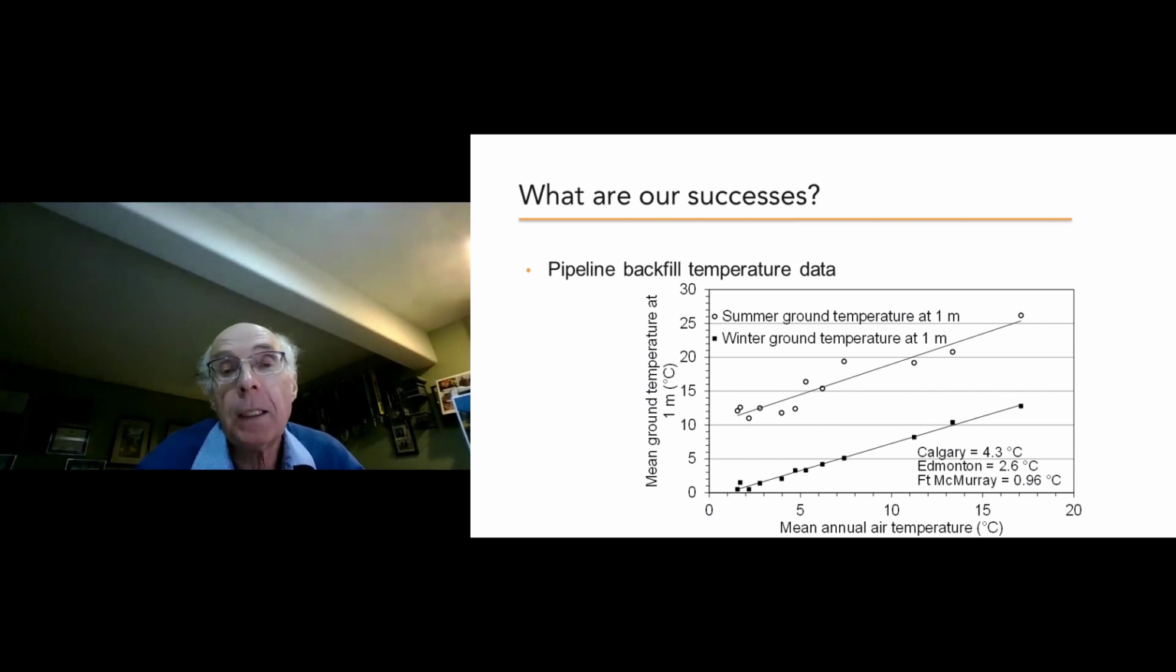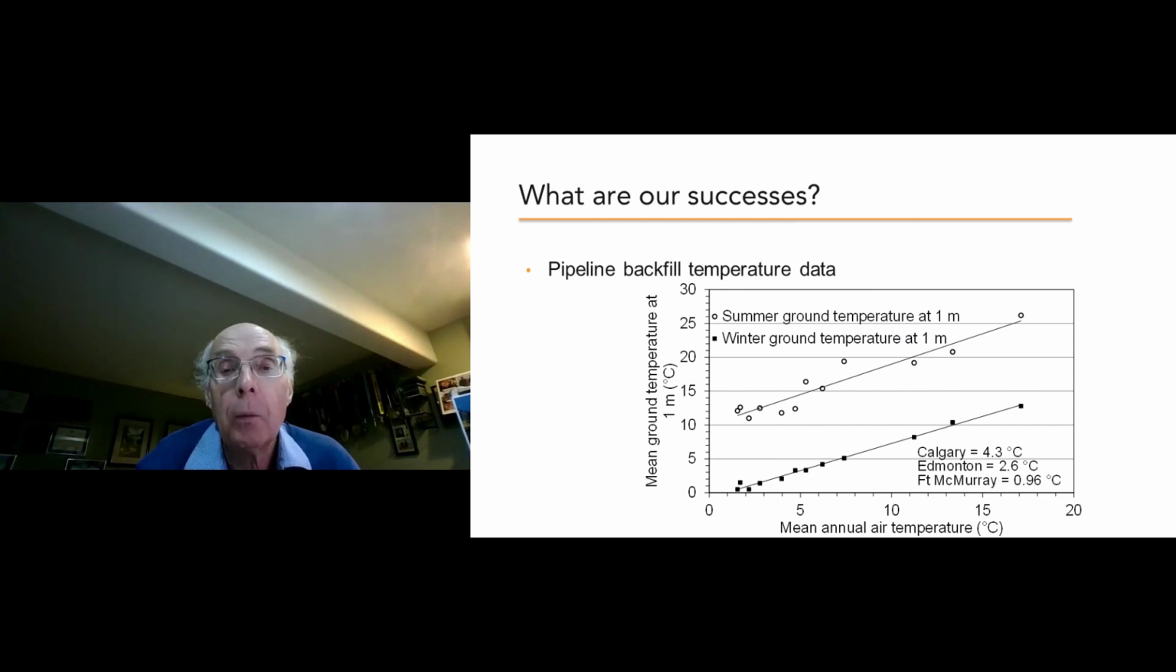So what we've done here is plotted a transect of annual air temperatures from northern Alberta all the way down to Texas. So northern Alberta would be air temperatures approaching 0 degrees in the Fort McMurray area, for example, and air temperatures as warm as +17 mean annual air temperatures down in southern Texas. And with that, we've measured or provided ground temperatures at 1 meter depth in the summertime.